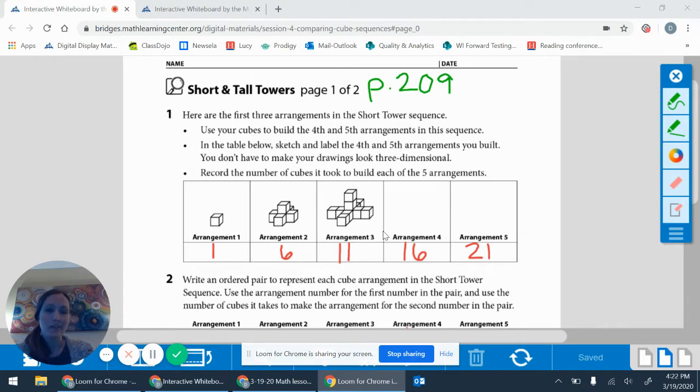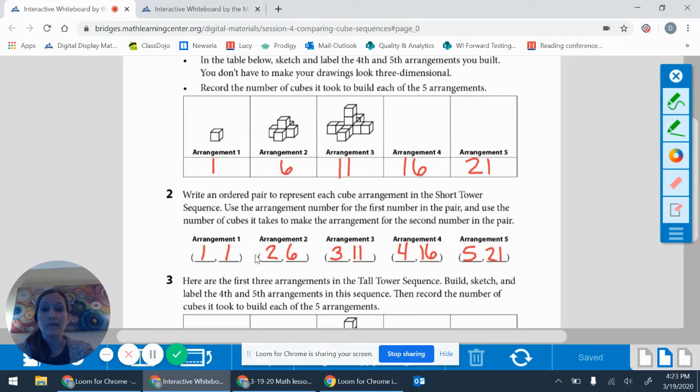Did you notice any patterns as you were going into those 2 that didn't even have any blocks or cubes showing there? I noticed as I looked from arrangement 1 to arrangement 2, we added 5 cubes. Then from arrangement 2 to arrangement 3, we added 5 cubes again. So then I knew for arrangement 4, I had to add 5 cubes. And arrangement 5, I had to add 5 more cubes. That's shown when we come down to our ordered pair right here, number 2.